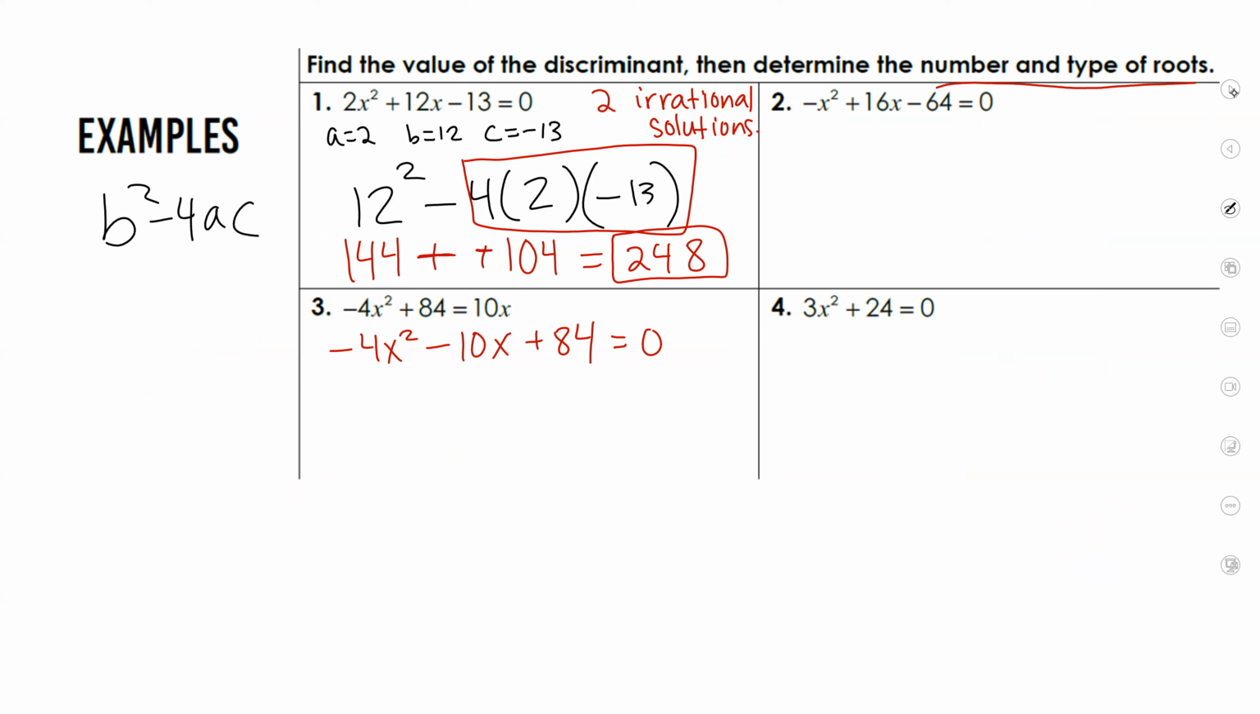All right, number 3. So number 3, I rewrote it. I just moved this 10x to this side, making it a minus 10x. And then you do the same process. Identify A, B, and C and find the discriminant. Okay, so I'm going to let you guys do the rest of these examples. I'm going to pause here.